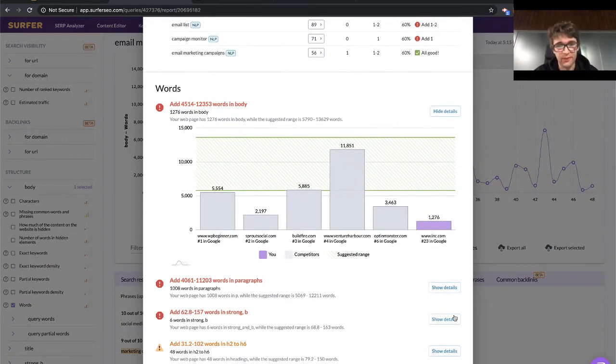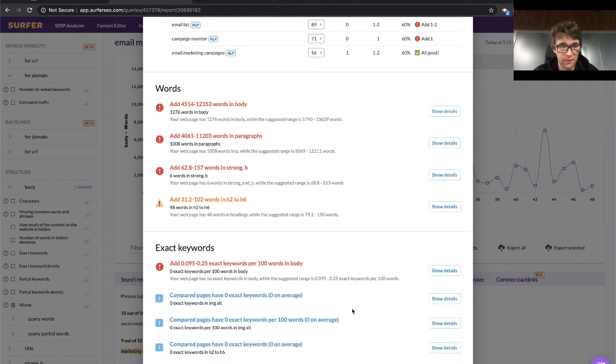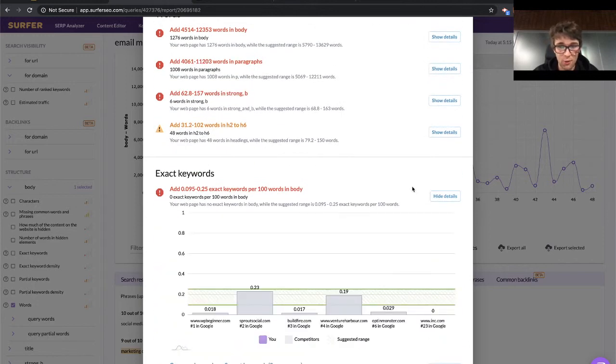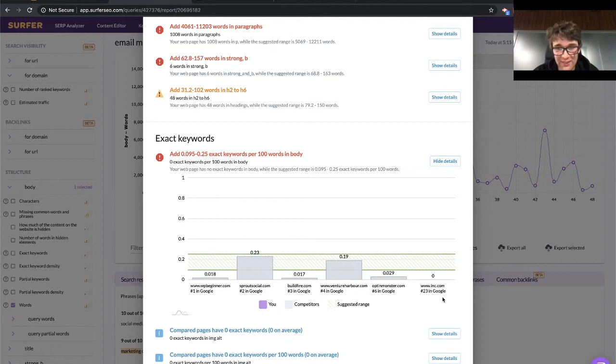Way too short content, way too short. I wouldn't compare it to Sprout Social. I would rather aim higher. So my goal would be to have at least a 5K-word article in here. Exact keywords? Well, no exact keywords at all on the page.